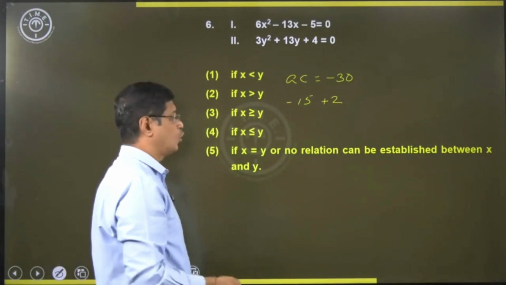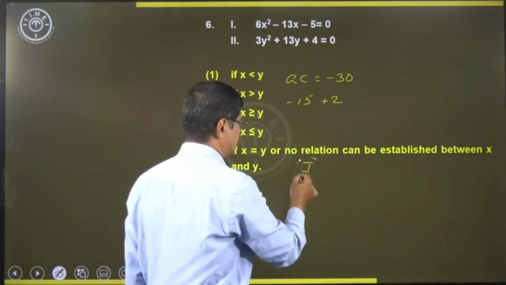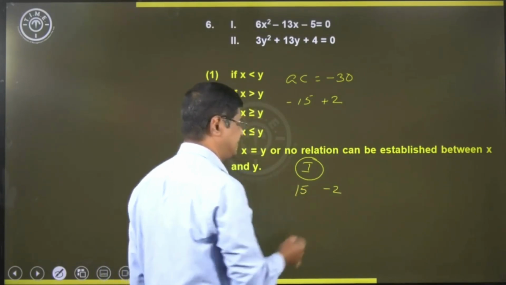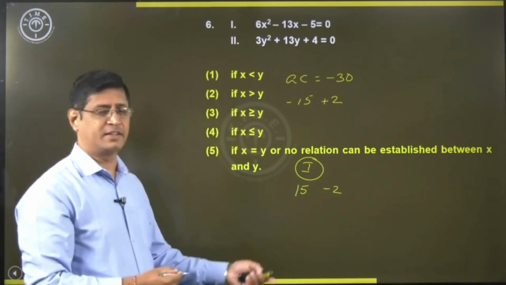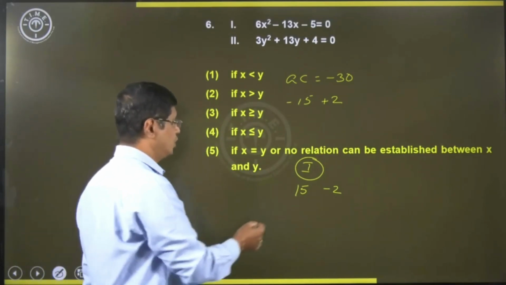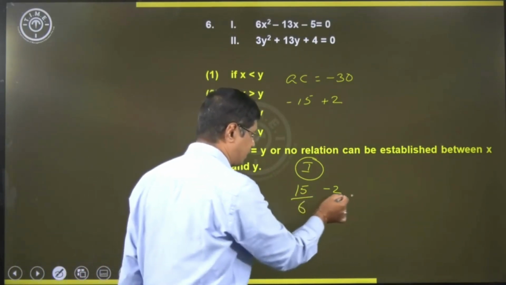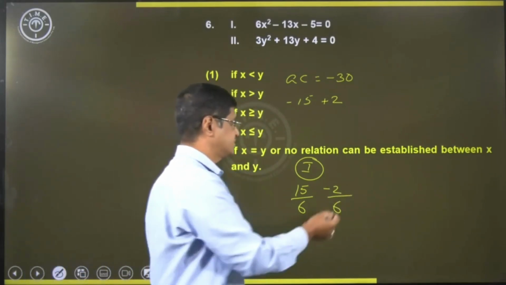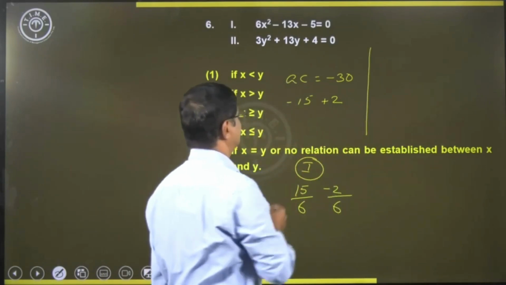What are the roots of the first quadratic equation? The roots of the quadratic equation are the same numbers with opposite sign. I am taking plus 15 and minus 2, divided by the coefficient of x square. So 15 by 6 and minus 2 by 6. Now look at the second quadratic equation.